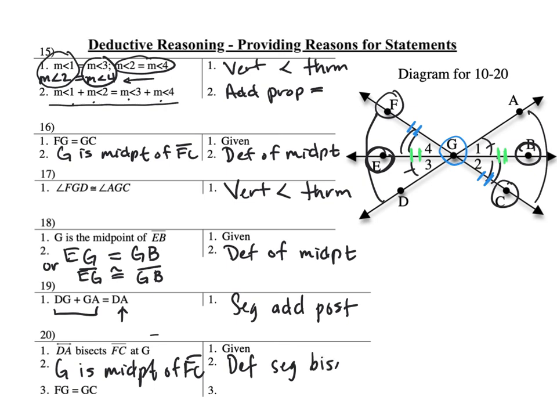Now, you might be tempted to say definition of midpoint because we're concluding it's a midpoint. But that's not it, because we're using the given. And the given says that line DA bisects FC. And the definition of a segment bisector says if it's a bisector, then, conclusion, it passes through the midpoint. Well, we have G, a midpoint. What do we know about a midpoint? If a point is a midpoint, then it divides a segment into two equal parts. This one is the definition of midpoint.